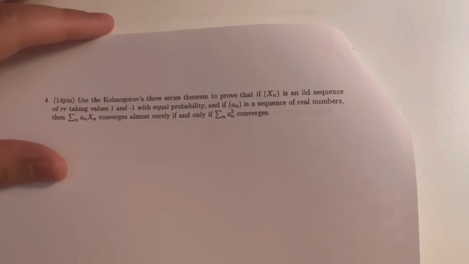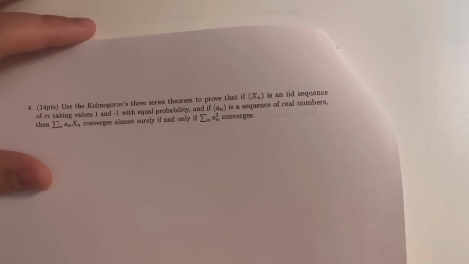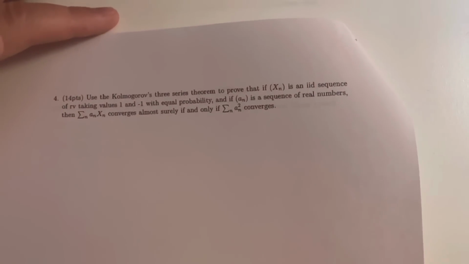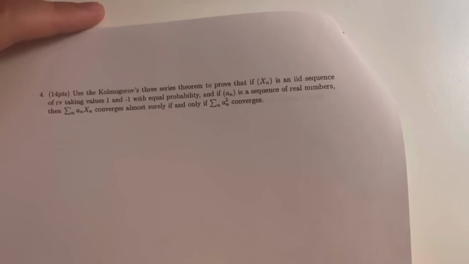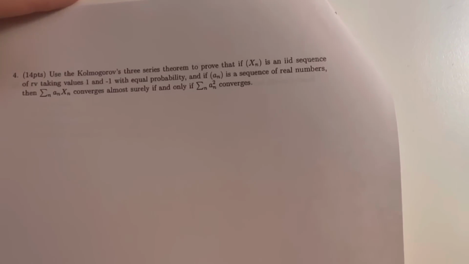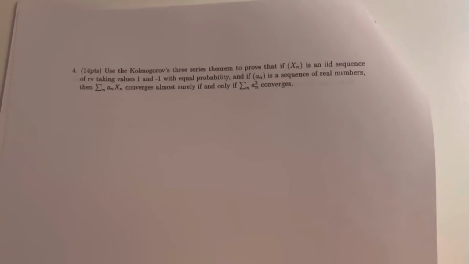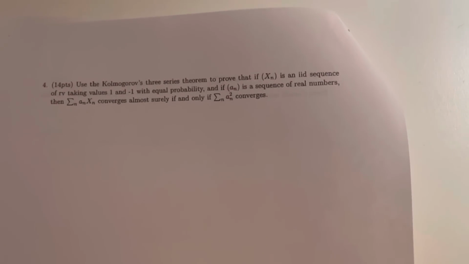What does problem 4 say? Use the Kolmogorov three series theorem to prove that if Xn is an IID sequence of random variables taking values 1 and negative 1 with equal probability, and if an is a sequence of real numbers, then the sum of an Xn converges almost surely if and only if the sum of an squared converges. Okay, so now we've actually started to get into some real problems. I still don't think this problem is hard. It's just I've forgotten what the Kolmogorov three series theorem says. So this is where I'd have to actually start studying. But you can look at the problem here and try it for yourself. I don't think it's too bad.